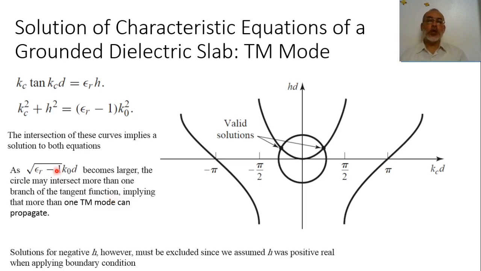The question is, what will be the situation if the frequency increases? If the frequency increases, the radius of this circle will increase. We still have an intersection here, but after a while, we will have an intersection also here. What is the difference between the intersection point here and the intersection point here? Assuming that we have a circle like this.